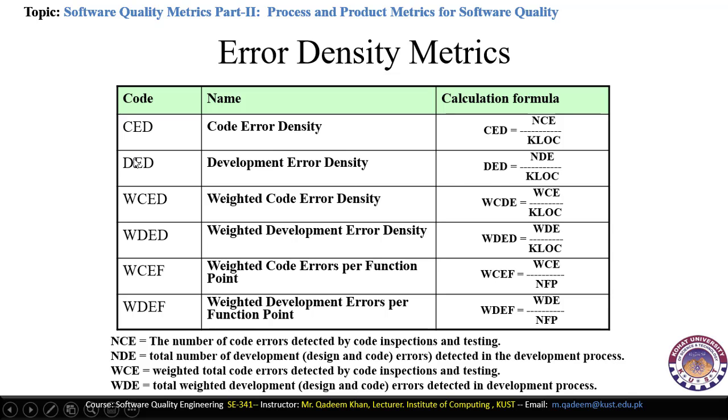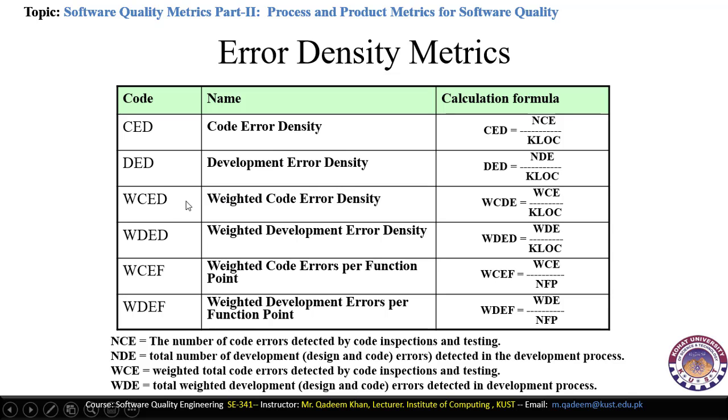Next one is the DED metric. DED is the development error density. Here DED equals NDE divided by KLOC, while NDE is the total number of development design and code errors detected in the development process. So all the errors detected in the development process, NDE, divided by 1,000 lines of code, is the DED metric, which is the development error density.